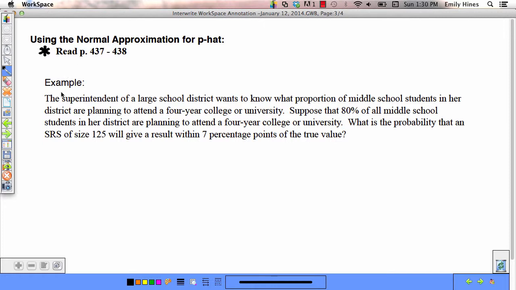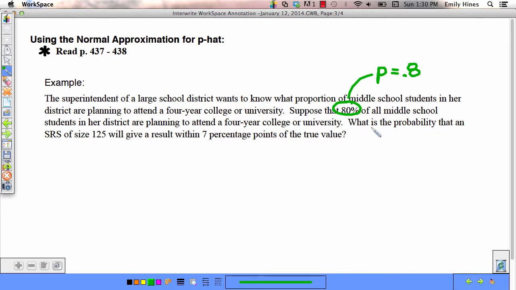Okay, so the superintendent of a large school district wants to know what proportion of middle school students in her district are planning to attend a four-year college or university. Suppose that 80% of all middle school students in her district are planning to attend a four-year college or university. Okay, if she's wanting to know about the proportion of middle school students in her district, and it tells us this right here, that makes this P, because that's giving me the true proportion.